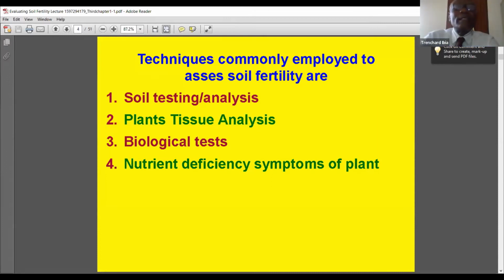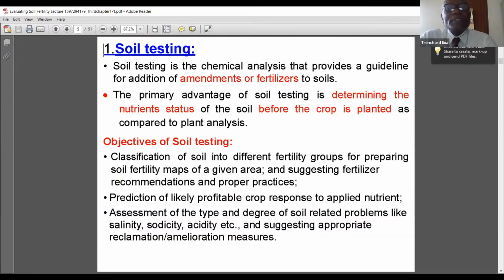Next slide. What are the techniques? Four techniques are listed here: soil testing, plant tissue analysis, biological test, and nutrient deficiency symptoms. Sometimes we talk about soil testing. We also talk about soil analysis. You can analyze soil for the purpose of just knowing its characteristics: physical analysis, chemical analysis, and biological analysis.